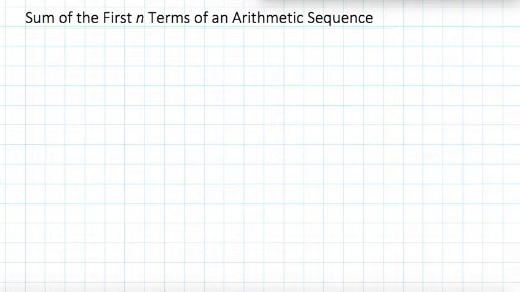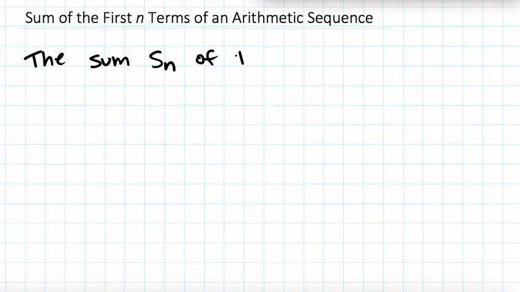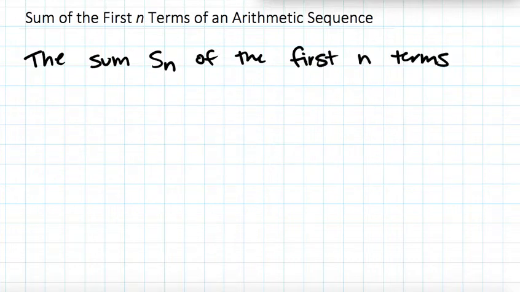Next, we're going to look at a formula for the sum of the first n terms of an arithmetic sequence. And we use S here for sum, so we're looking for the sum S sub n. We use A for term and S for sum of the first n terms of an arithmetic sequence.